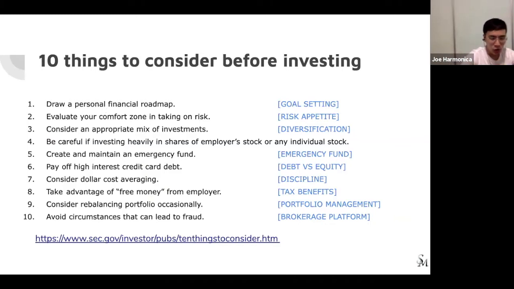I will not dive deeply, but at a glance, you can see that they will tell you to plan your financials, which is basically goal setting for your life. How big is your risk appetite? How diversified you want to be, getting a mix of different investments. And clearly you should have your investment fund with you. A debt versus equity ratio, again, you need to have discipline while planning your investment. Consider tax benefits. You need to manage your investment portfolio well, plan which brokerage platform you need to use, and avoid any frauds, okay?